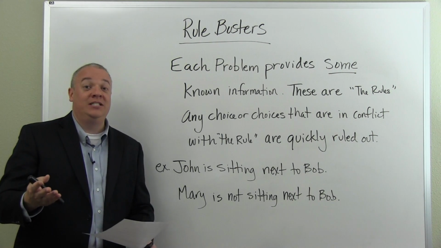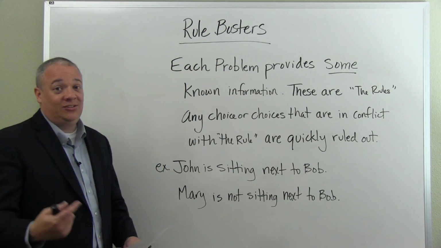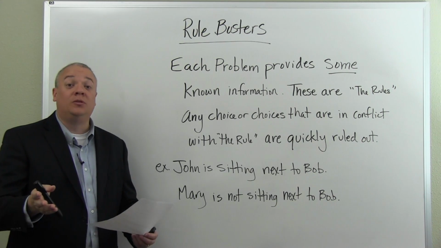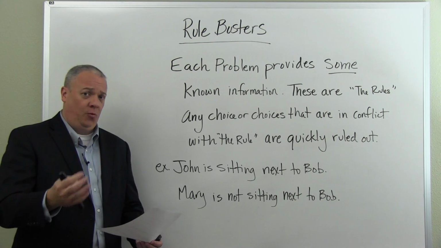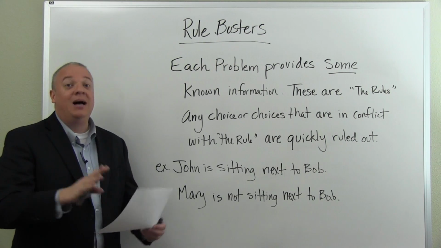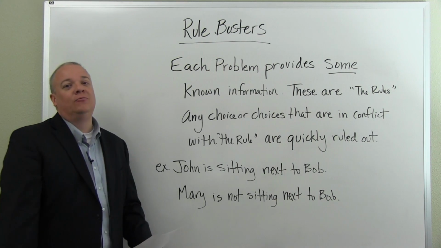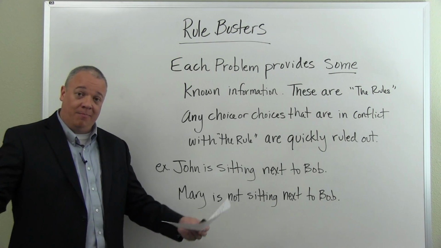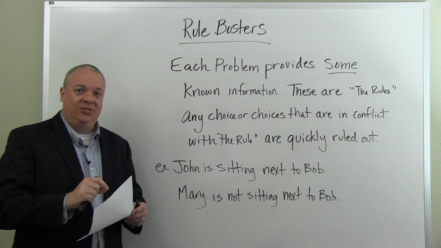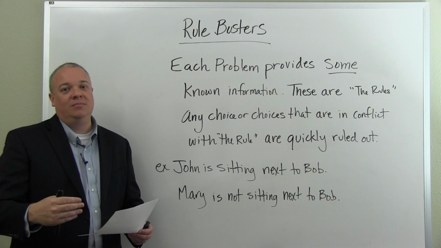So to give just a couple of very simple examples, the first one is John is sitting next to Bob. John is sitting next to Bob. This is the rule. Any of the answers, therefore, underneath this information, which have John and Bob not sitting next to each other or apart, can be automatically ruled out because that information, them sitting apart, is in conflict with the rule that they must be sitting next to each other. And you've already then narrowed the possibilities and choices beneath it.